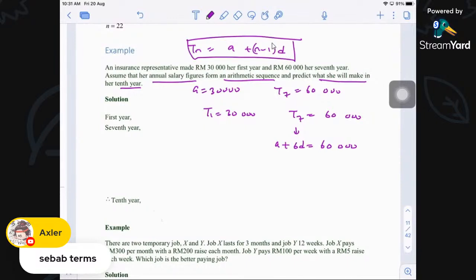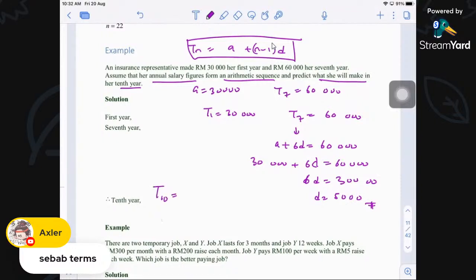Okay, so from here you can tell me A already. A there is 30,000, plus 6D equals 60,000. 6D there equals 30,000. D here equals 5,000. So if D equals 5,000, now I can find my T10.